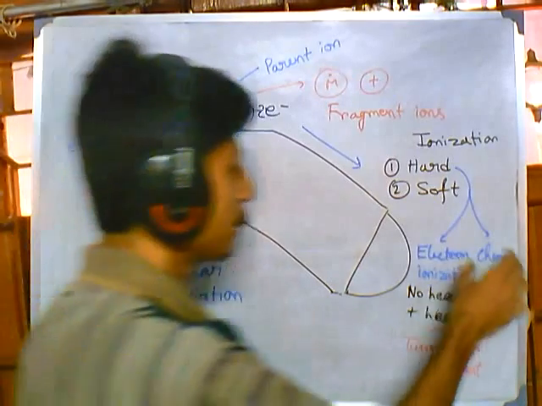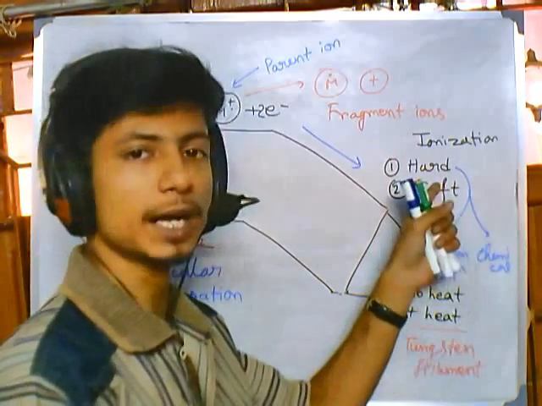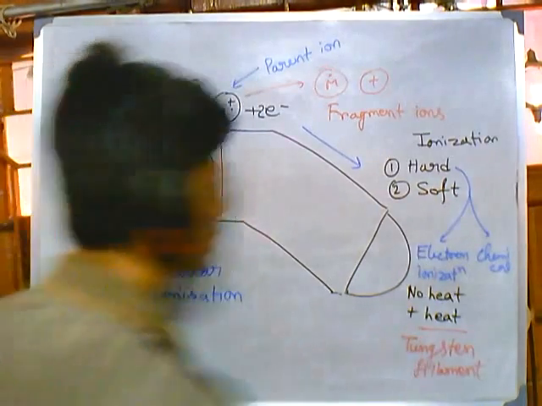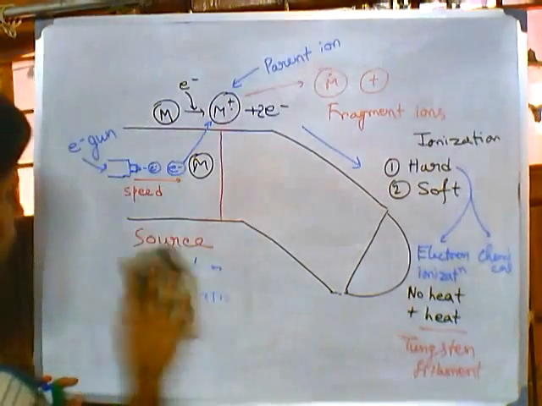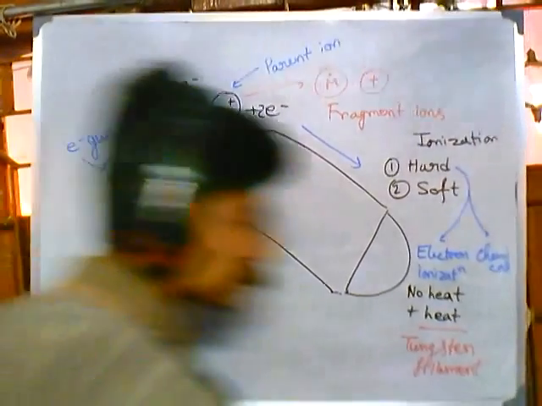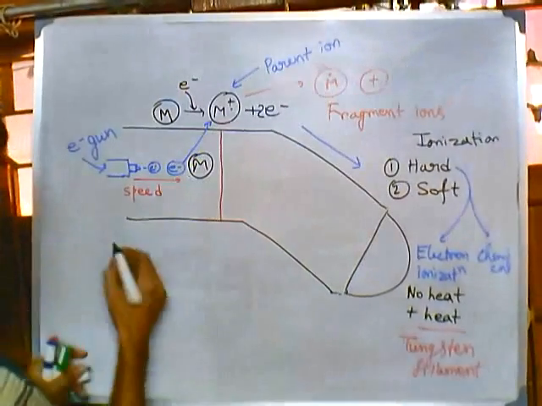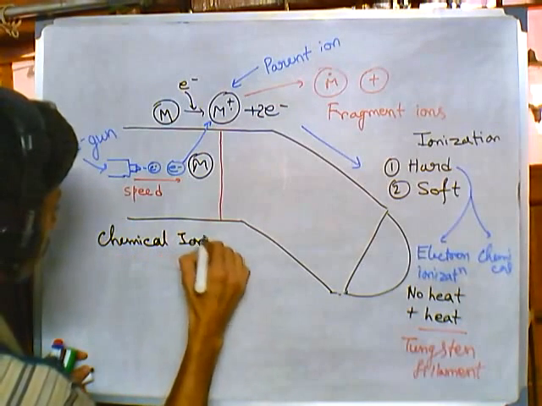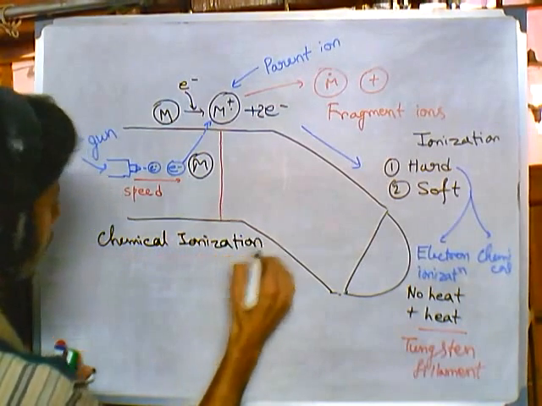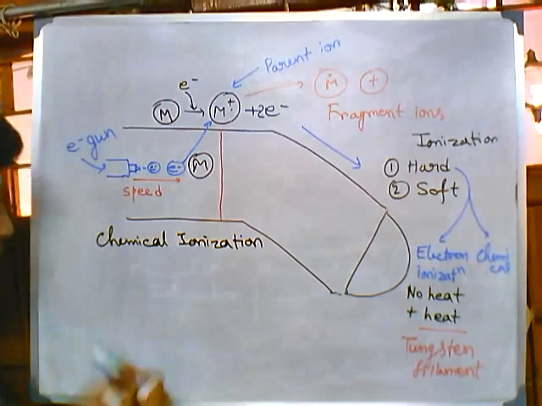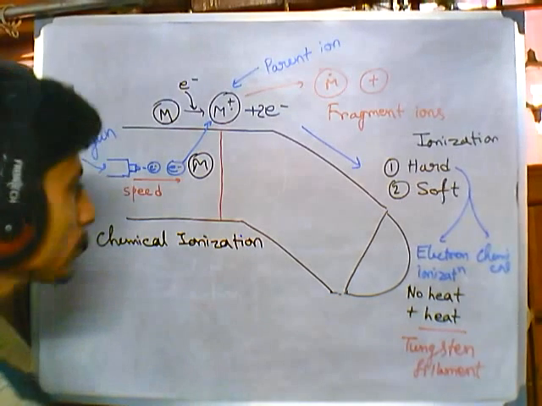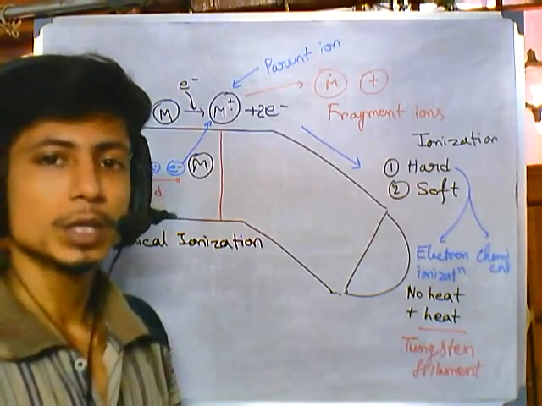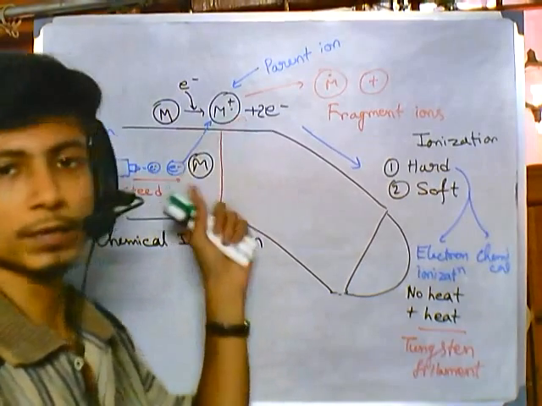Now let's come to chemical ionization, which is also a part of the hard ionization process, but chemical ionization is a little bit different. So let's discuss chemical ionization here. In chemical ionization, what happens is we are creating an environment to produce reactive chemical species which are going to produce the molecular ion from the sample.